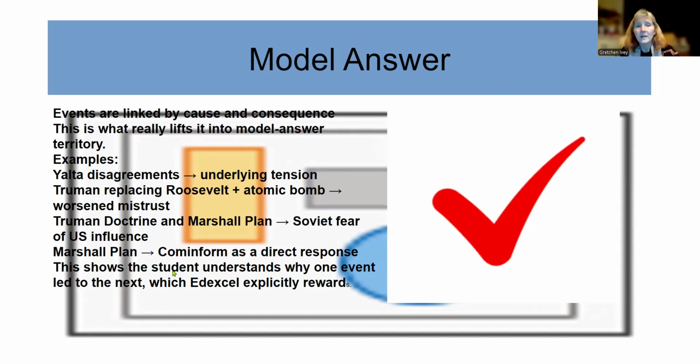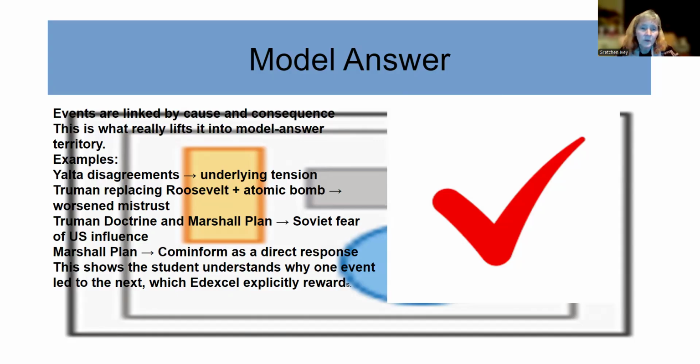Events are linked by cause and consequence. This is what really lifts it to a model answer. Examples: Yalta disagreements lead to underlying tension, which leads to Truman replacing Roosevelt. Truman replacing Roosevelt, plus the atomic bomb, leads to worsened mistrust.